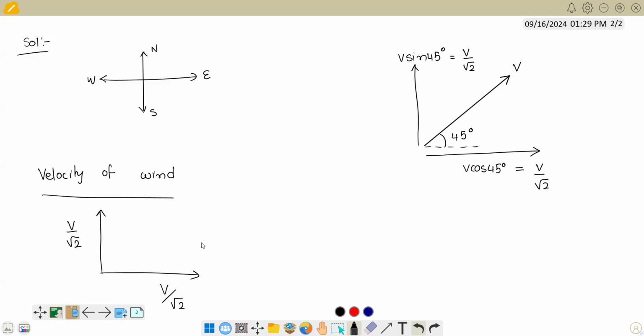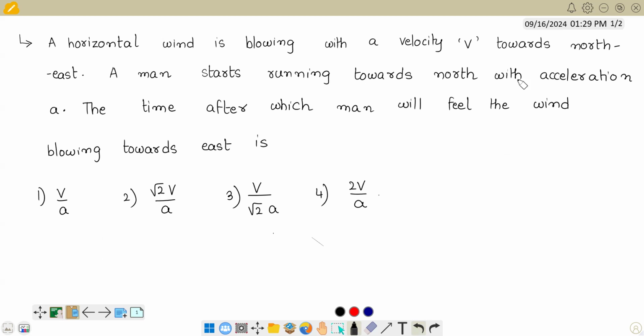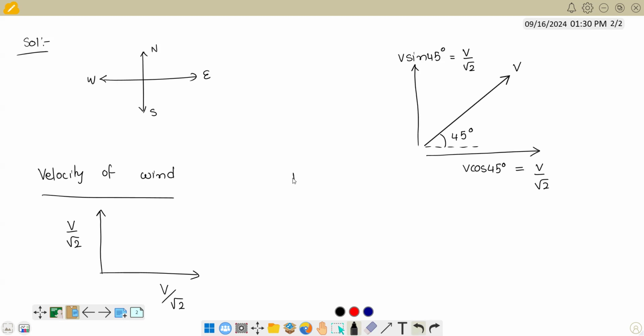Now a man starts running towards north with an acceleration a. Initially he does not have any velocity. Now he got some acceleration a. We know v equals u plus at. So even if the initial velocity is 0, with time he will attain some velocity. I'll call this at. So this is the velocity of the man that he attains in time t, and it is in north direction.